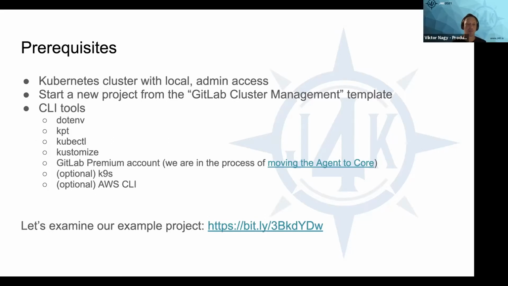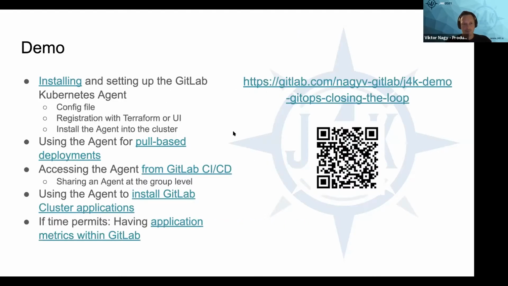That we go with this one, Customize the customizer. And right now I need a GitLab Premium account for all of this, because today the agent is only available in Premium, but we are moving it to Core in the next few months, probably. Finally, I will use KineNS to see if something goes bad or if things work out as expected, and I will use the AWS CLI as my cluster will be an EKS cluster. The example project is in that place that I added here, but let's go to demo.